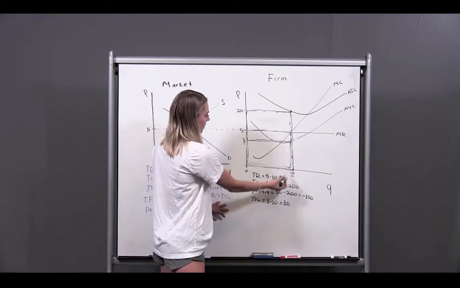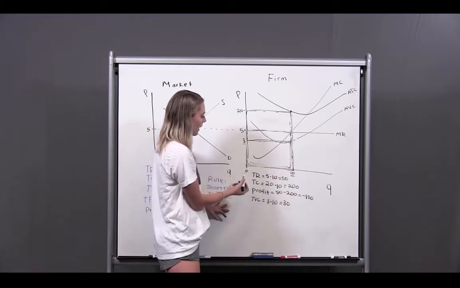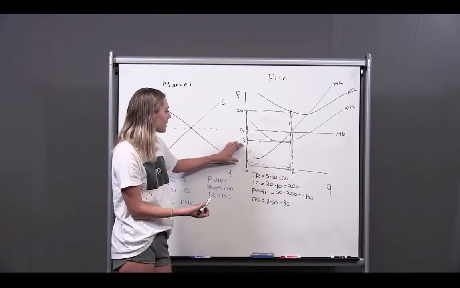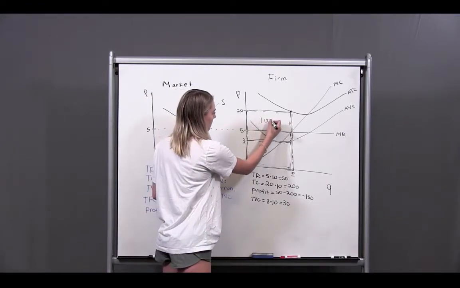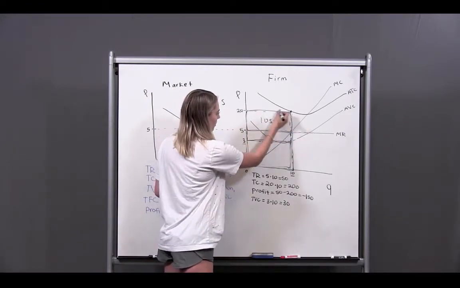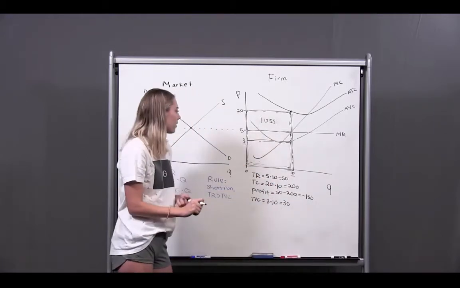So their revenue is up here and their variable cost is here. So they're able to pay all of their variable cost and some of their fixed cost, giving them a loss of this area, which is also equal to $150.